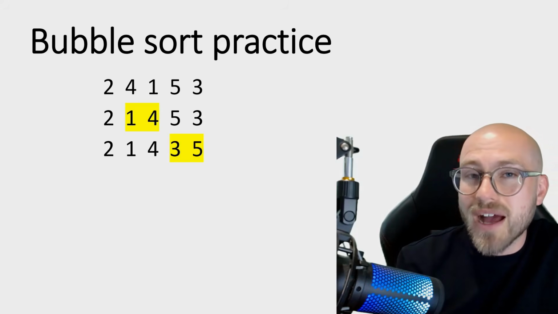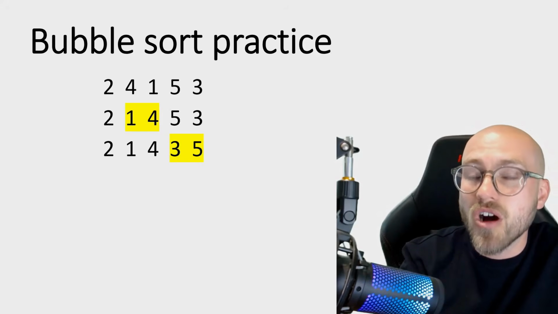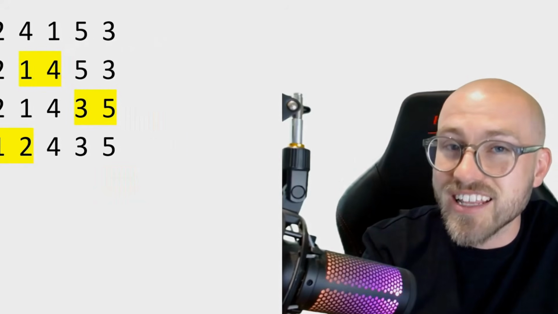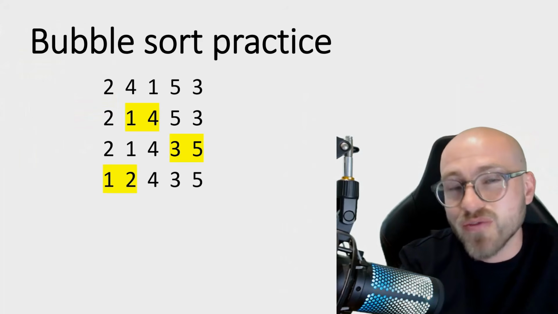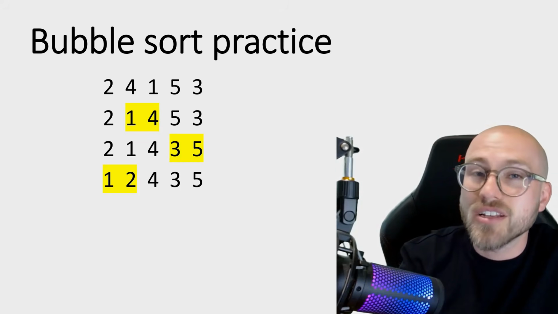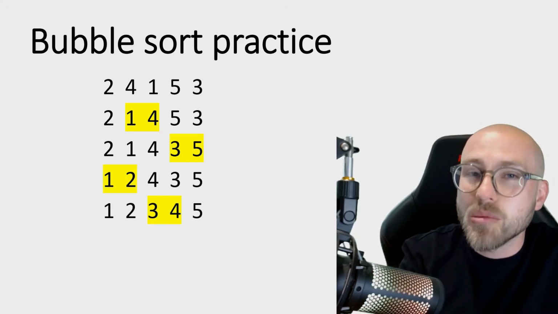Now we've done a full pass here, so we're going to go back to the beginning. So 2 is compared to 1. 2 is larger than 1, so they're going to swap. You can see it's actually nearly sorted now. 2 gets compared to 4. There's no swap because 4 is larger than 2. 4 then gets compared to 3. They're going to swap because 4 is larger than 3. And our data is sorted using a bubble sort.